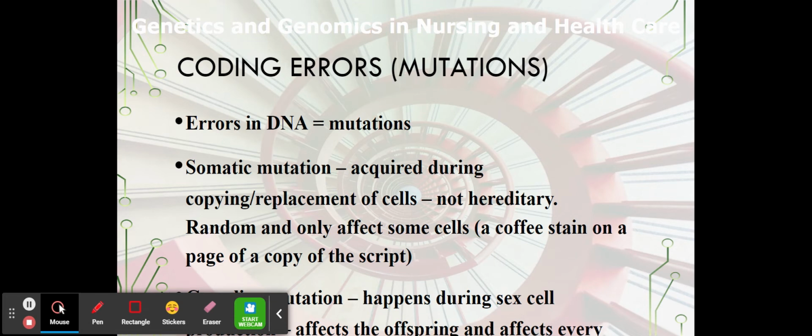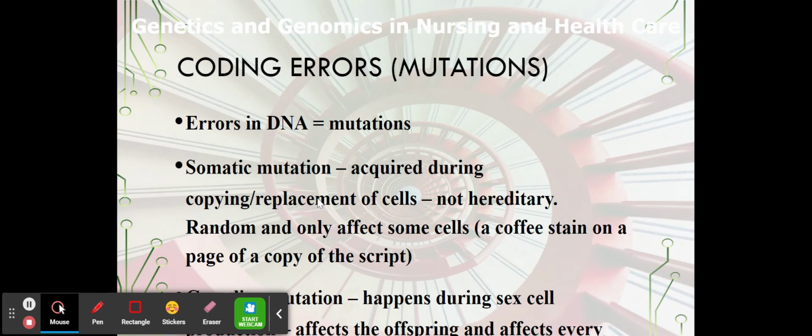But think of this as a coffee stain on one page of one copy of a script. Now, if you dump your whole pot of coffee on your script, you're going to ruin it. But one splash. So most isolated mutations are of no clinical significance, but when we mutate a lot of genes somatically, we get diseases like cancer. We get diseases from those somatic mutations.